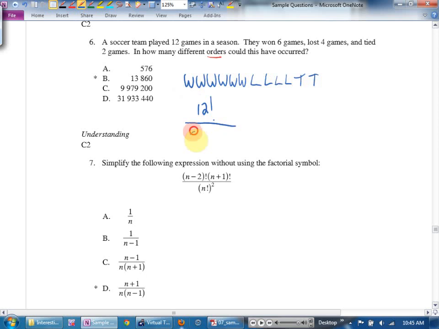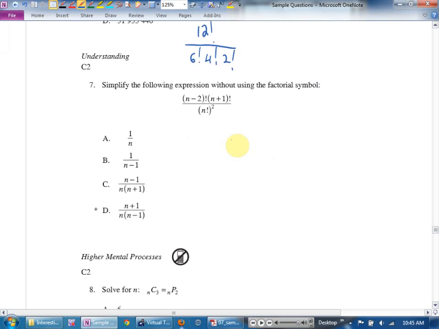Write the following without using the factorial symbol. Now, this one here, because it's n factorial squared, that's really the same as n factorial times n factorial. And by doing that, I would mentally break... Oh, don't write over the factorial symbol, Mr. Dueck. I would mentally break this into half. I would simplify this as n minus 2 factorial over n factorial times n plus 1 factorial over n factorial.